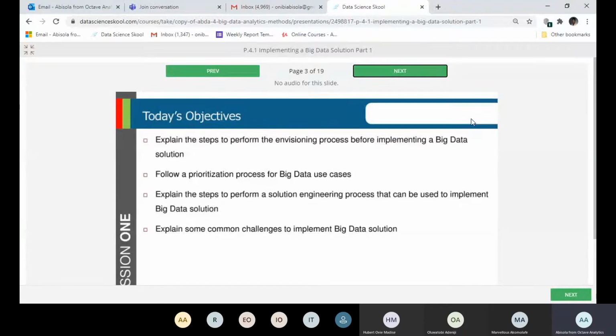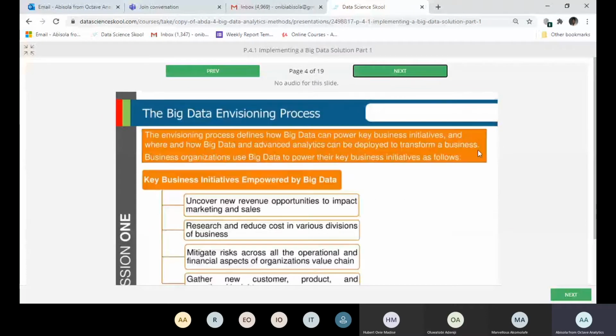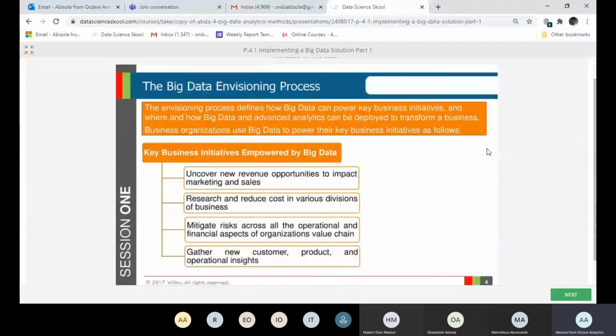So that is the final one, and those are the kind of things we'll be learning today. So those are today's objectives. So firstly, the big data envisioning process.